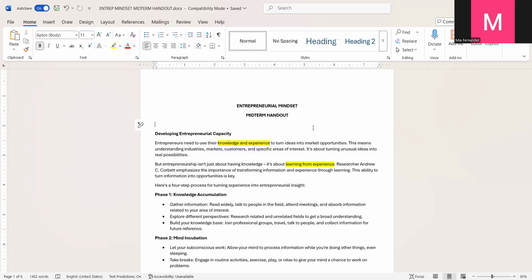At least when you run your own business, you need to really have both knowledge, or the theories, and somehow have experienced it in the actual setup. Okay, so that's it. But entrepreneurship isn't just about having knowledge, it's about learning from experience. There you go. Because what you have learned in the classroom is really not enough.